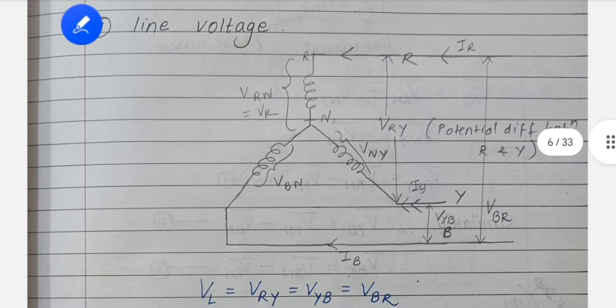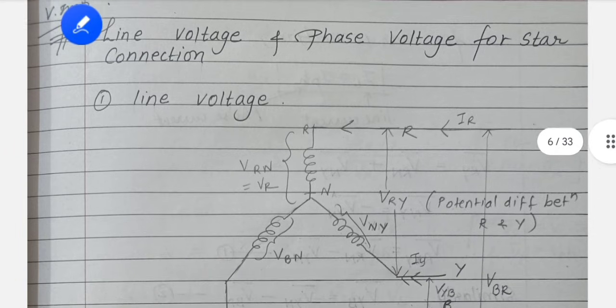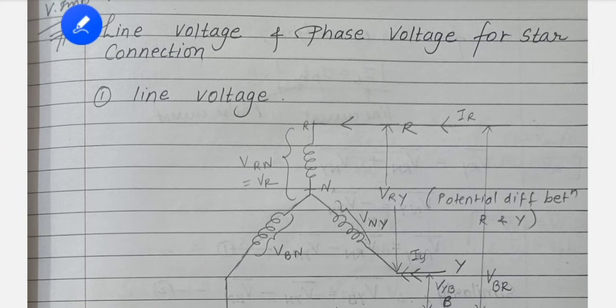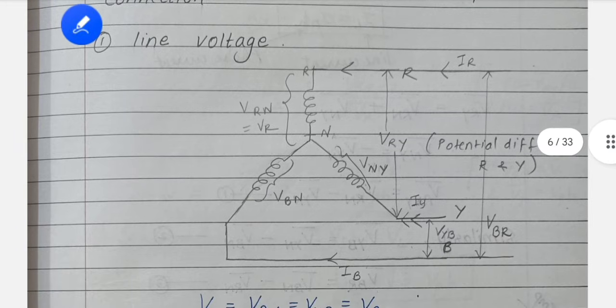Now here, some parts you have to remember, and those points you have to write. If such a question arises, you have to start with line voltage. So the very first point is line voltage. For writing about line voltage, you have to first draw the diagram.